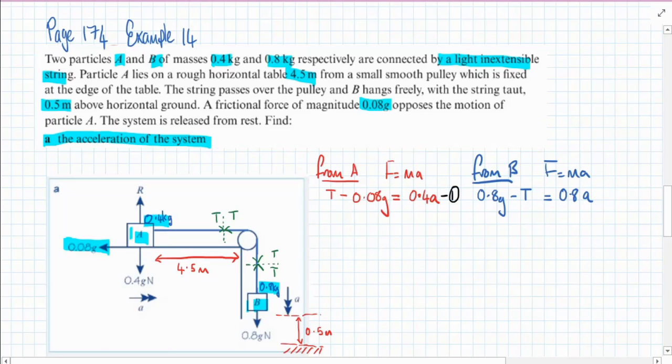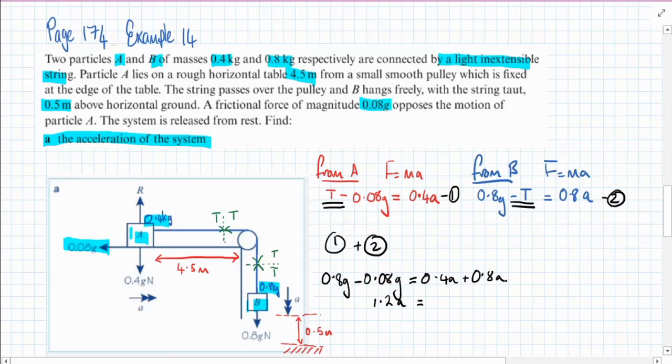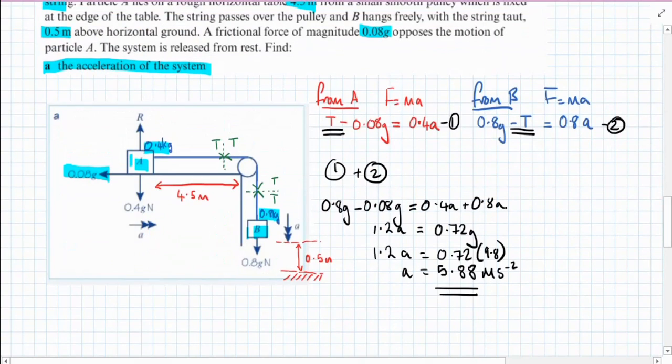So if I take my two equations and add them together, again we see that this negative value of T will cancel out with this positive value of T here. Adding the two equations together, and putting in the value of gravity as 9.8, I get my acceleration as 5.88 meters per second squared.